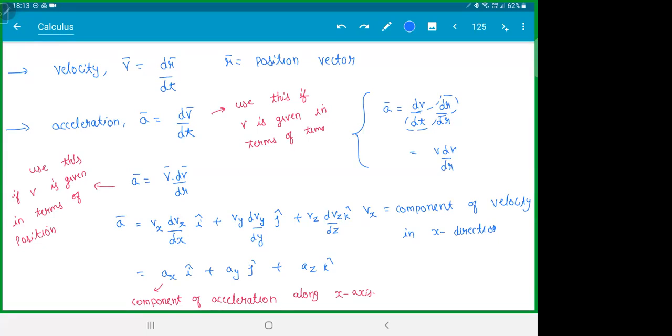All clear? So let me give an example how to solve, and then I'll give you more varieties. Turning the page. Sir, just a second. Yeah. Done, sir.